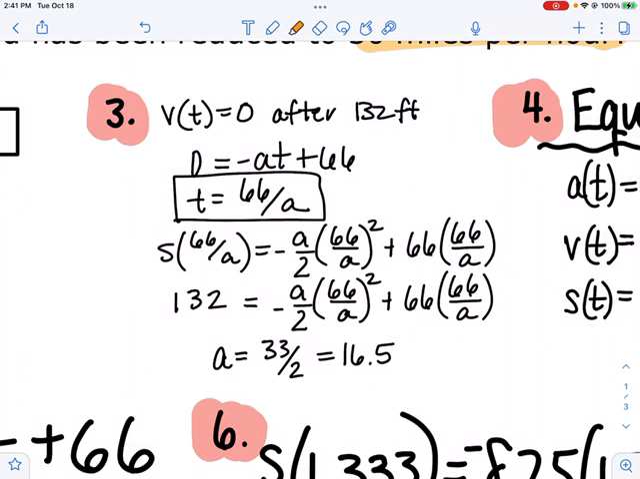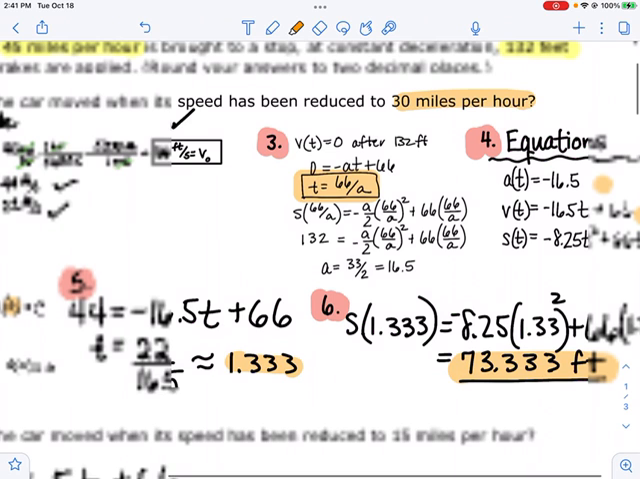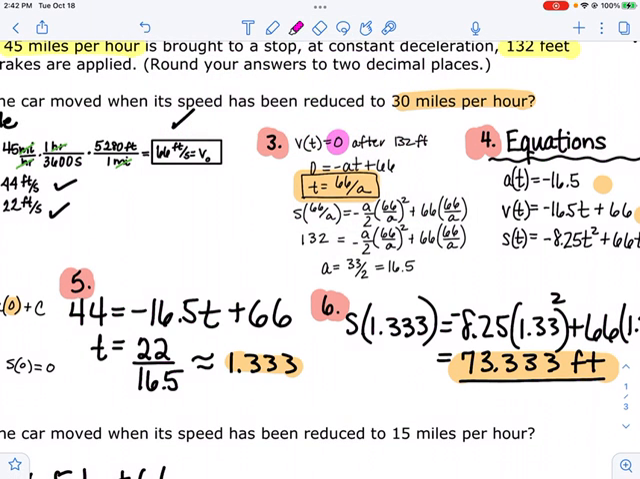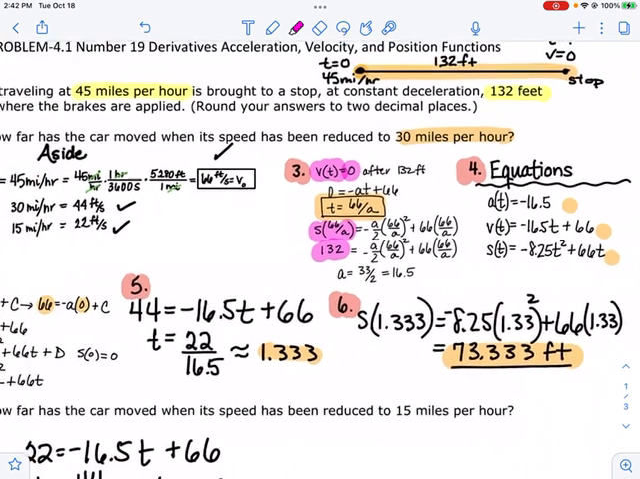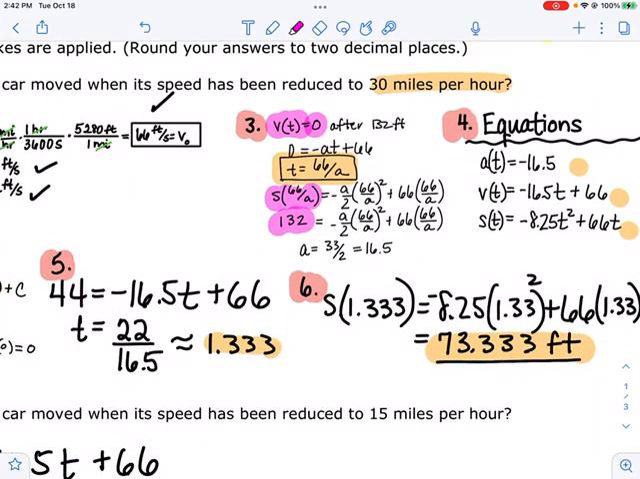Step 3: I know that the velocity is 0 after 132 feet. So I set the velocity equal to 0, and solving for t, I get 66 over A for t. Just like with the velocity being equal to 0, that gave us information. And then the position is 132. So I'm able to plug in 66 over A for t, the time we got in step 3.